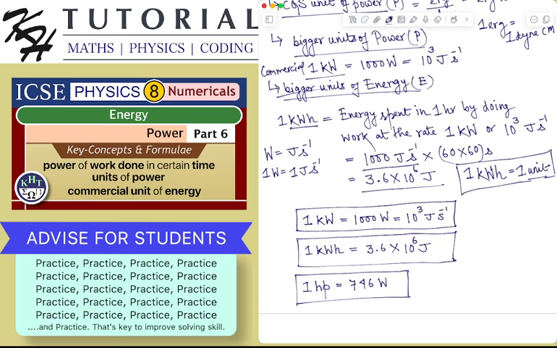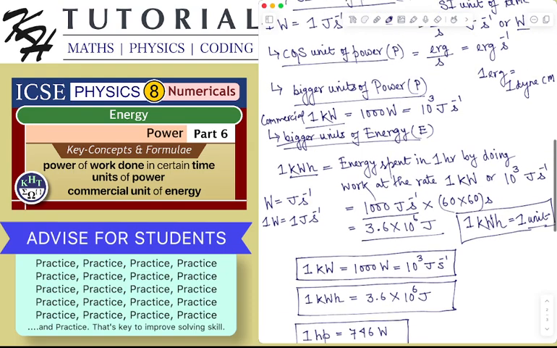3.6 multiplied by 10 to the power 6 joule is 1 kilowatt hour, and 1 kilowatt hour is also known as a unit. That is, 1 unit is equal to 1 kilowatt hour. This is related to household consumption of energy in household appliances. And 1 horsepower is equal to 746 watt.